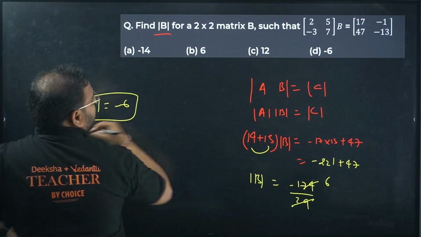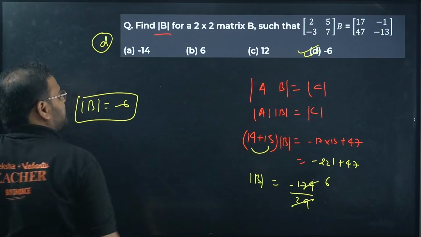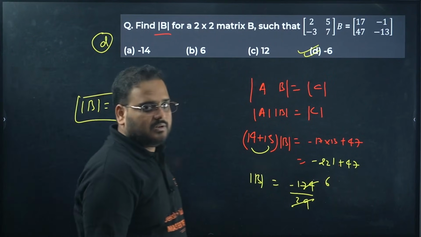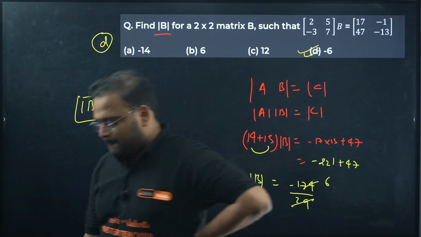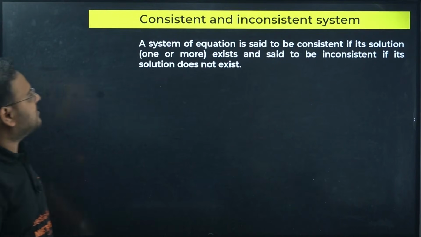Is it right? Option D is correct. Option D is correct. Check here guys. Simple calculation, not difficult at all. Yeah, done. Next, consistent and inconsistent systems.